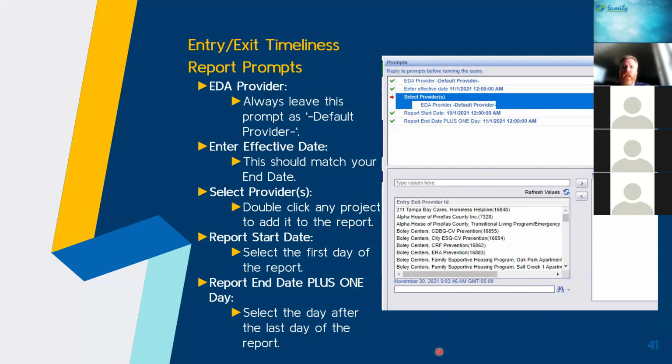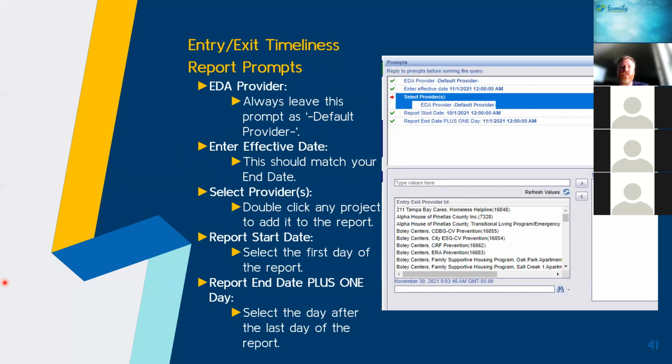The big thing I want to point out with this one that is different from the others is effective date. Effective date should match your end date, which is this end date plus 1 day. Again, that is, if I want to run it through the end of October, my end date would be November 1st. My effective date would also be November 1st.